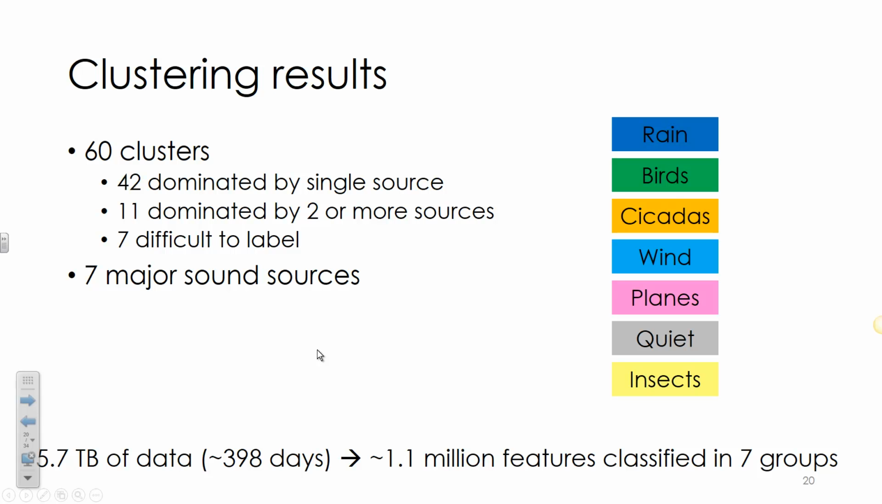Sometimes just turning it on and turning it off. To 1.1 million features, which are classified into 7 different groups.